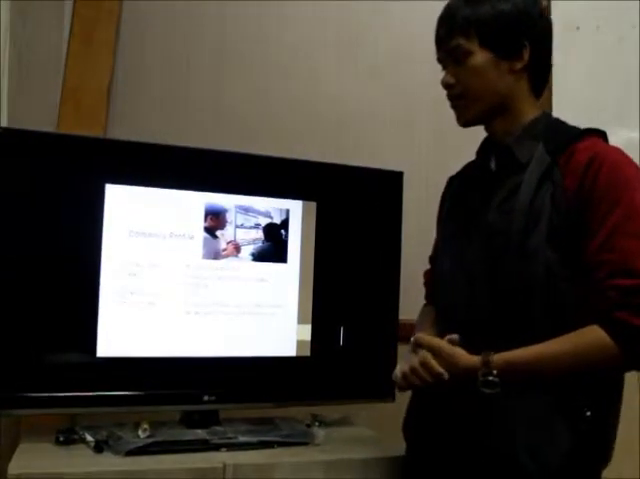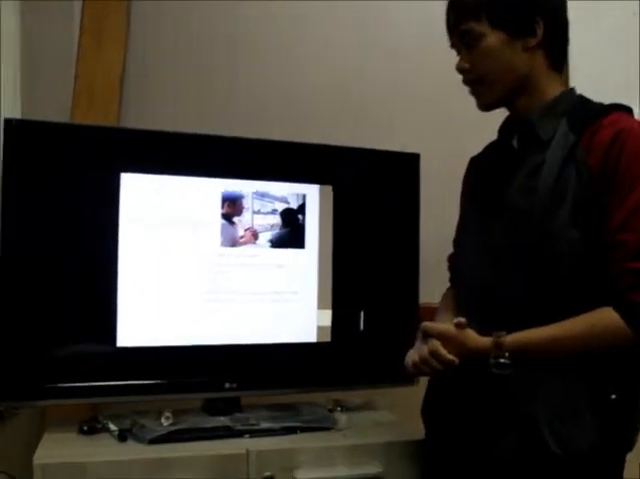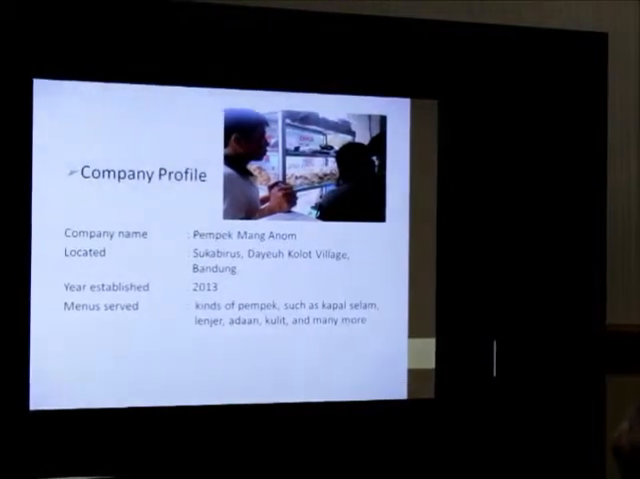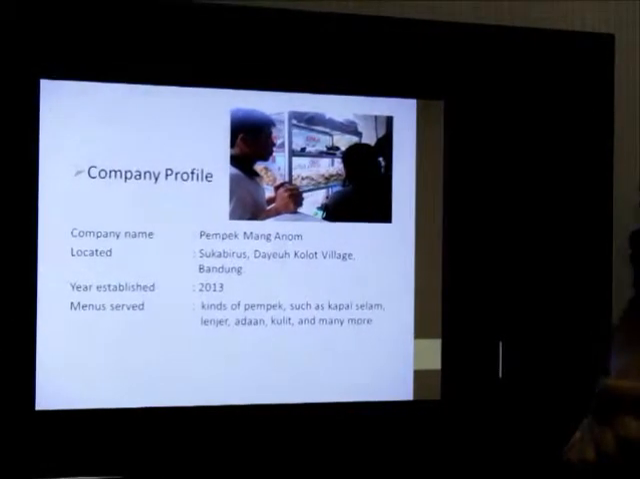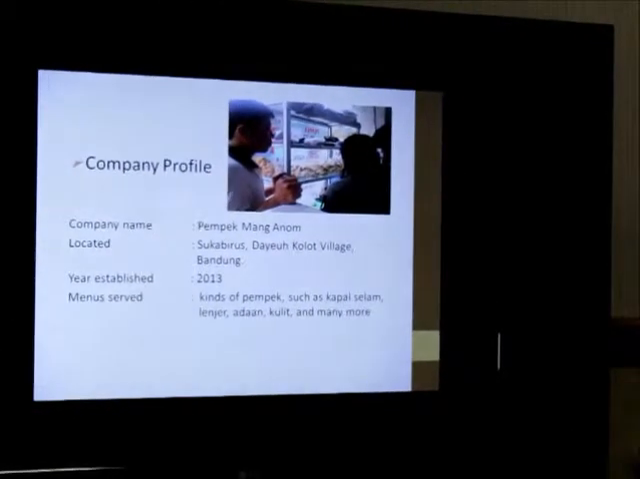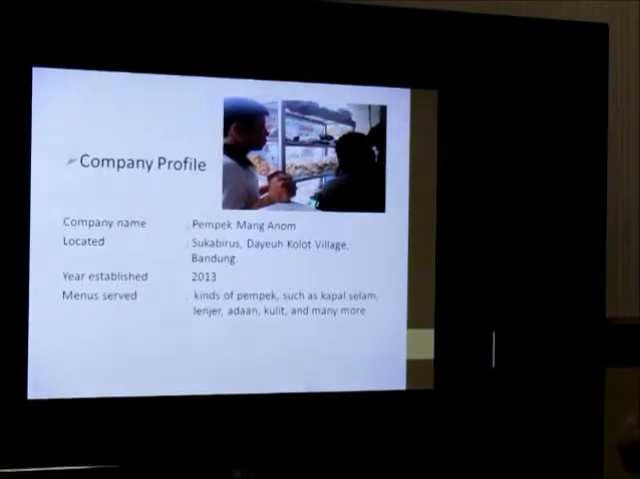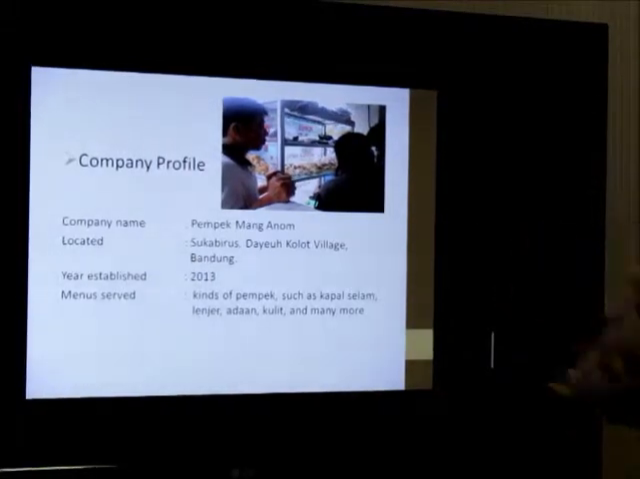This is the company profile. The company name is Pempek Mang Anom, located in Sukabiru Dayakolot Village, Bandung. Year established 2013. The menu serves kinds of pempek such as kapal selam, lenjer, adaan, kulit, and many more.